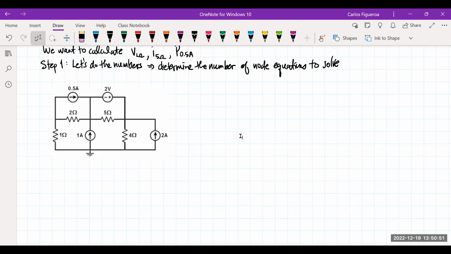So if I start to count my number of nodes, note that this is my first node. That's the red node, which I'll label as, let's call it A. Then I'll have a green node, which I'll call B. And then I have a blue node, which I'll call C. And of course, there's a reference node. So that's one node that we already know.